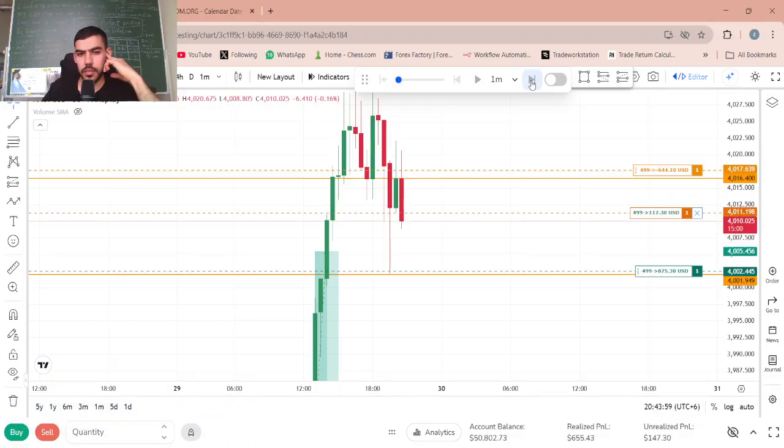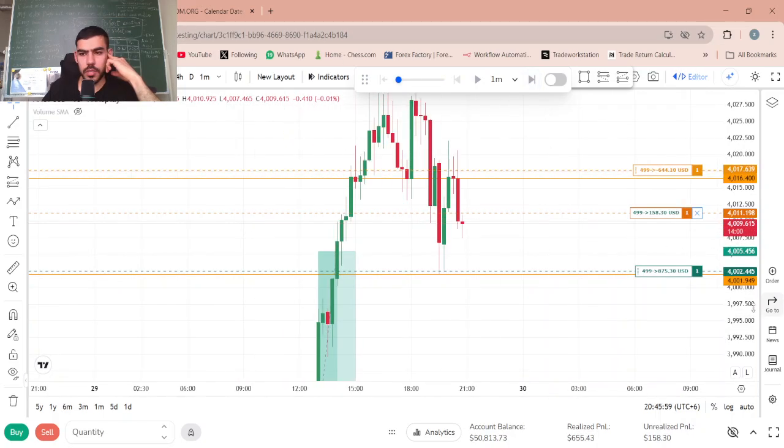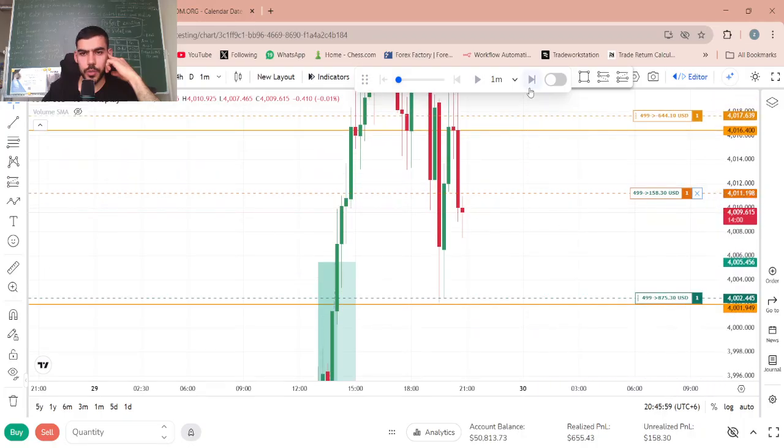Okay, it triggered us in now. Let's see, this 15-minute candle closed below. The 15-minute candle closed very nicely. Can it create a top wick and go down?